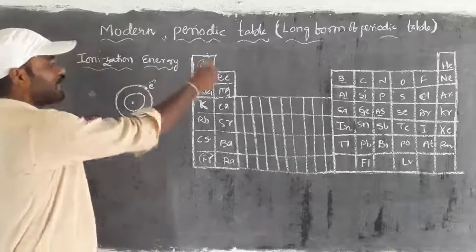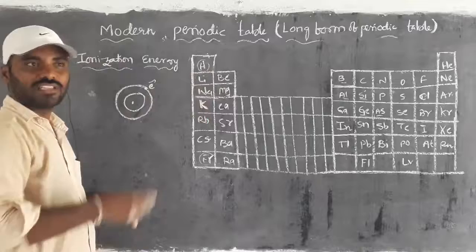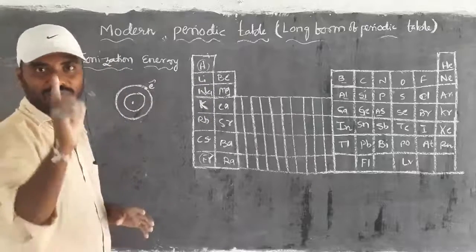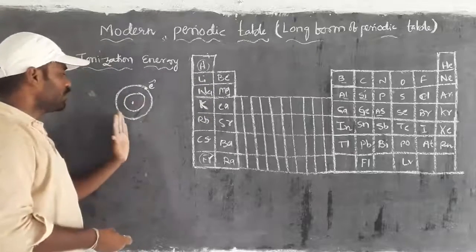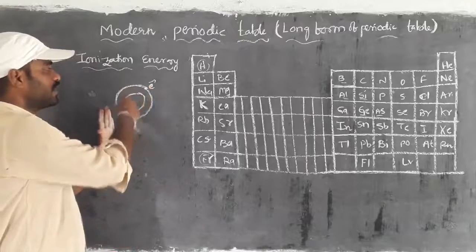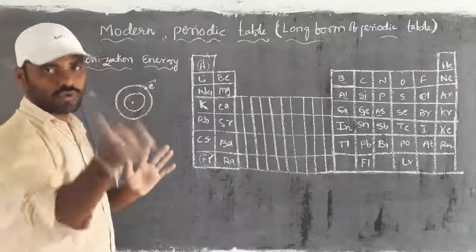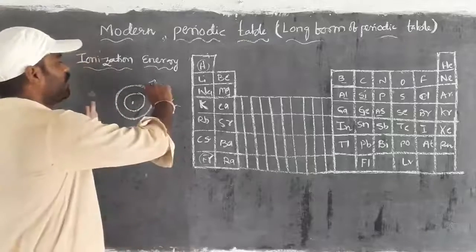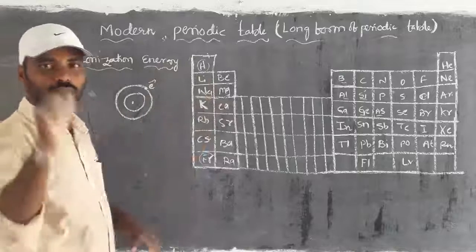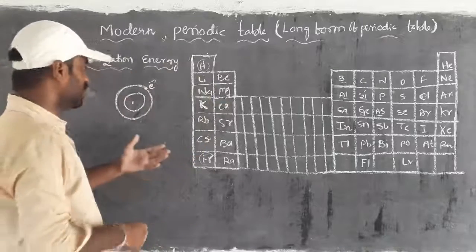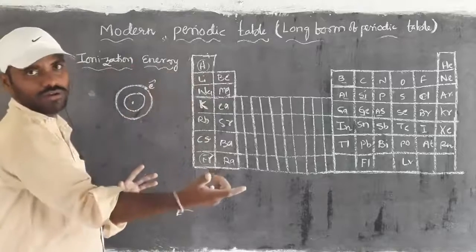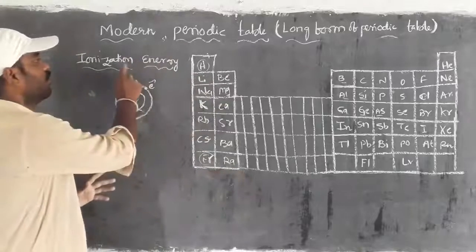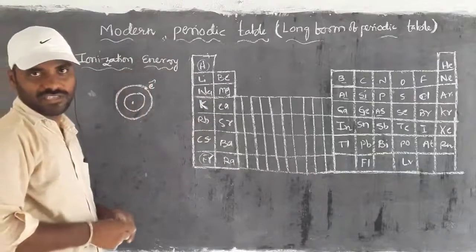When you remove the electron, the number of electrons decreases by 1 unit, but the number of protons stays as it is. Up to that point the electrons were equal in number to the protons, but after removing an electron, it changes into a positive charge. The energy required to remove the electron is what we call ionization energy.